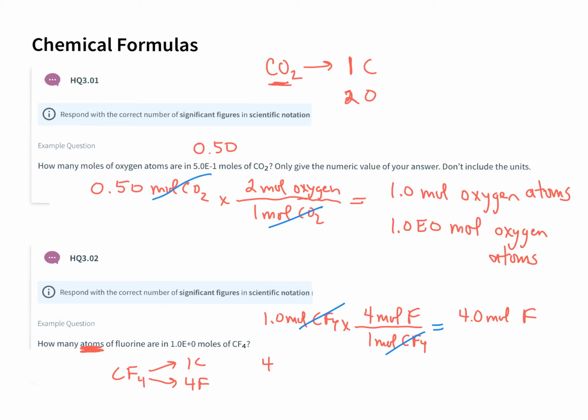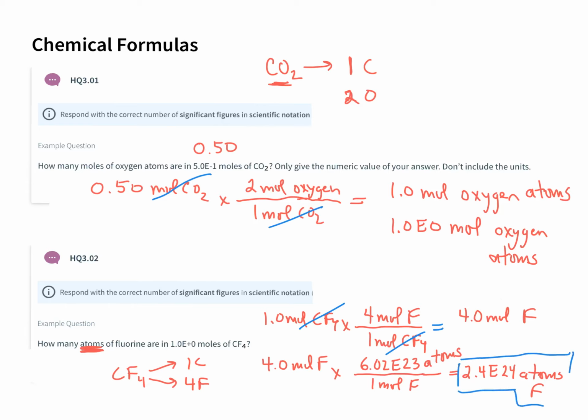So the last step in this calculation, I've got 4 moles of fluorine. I need to multiply by something that allows me to convert from moles of fluorine into atoms of fluorine. And that's Avogadro's number, right? For every 1 mole of fluorine, I would need to have 6.02 e to the 23 atoms of fluorine. So 4 times 6.02 e to the 23 would give me 2.4 e to the 24 atoms of fluorine.